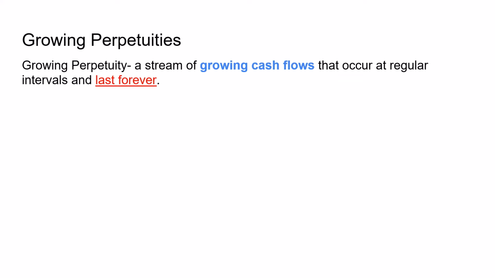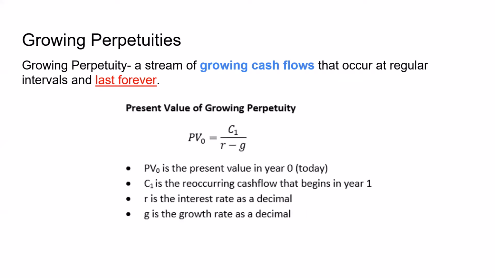This means to find the present value of a growing perpetuity, we can use the formula written here. This formula says the present value in year 0 is equal to the cash flow in year 1 divided by the interest rate minus the growth rate. Keep in mind that the interest rate and the growth rate both have to be written as decimals. Just like with ordinary perpetuities, the formula here always gives you the present value 1 period before the first cash flow. Another thing to keep in mind is that if the question says the cash flows decrease instead of increase over time, then our growth rate would be negative. Our denominator in that case would be R minus negative G instead of just R minus G.